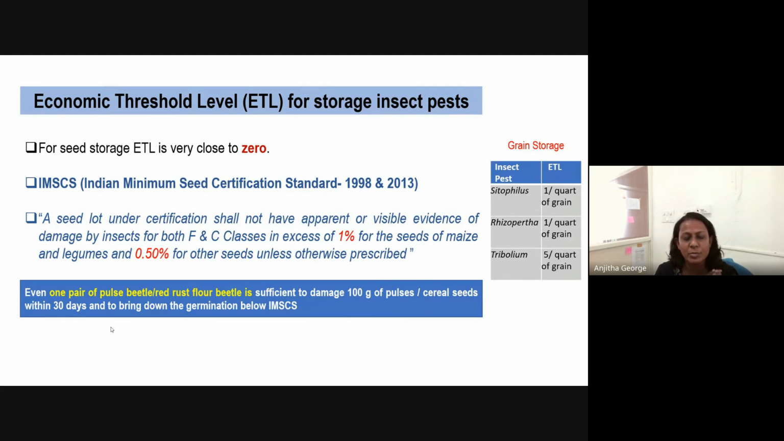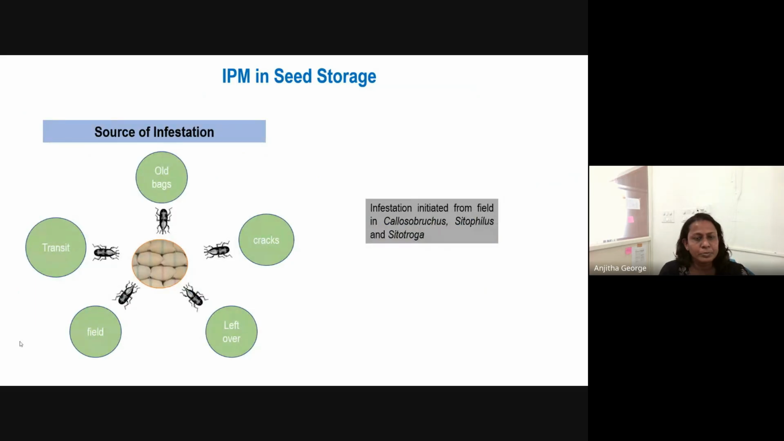So we have to use all kinds of means. It's not like completely depending upon either technical means or something, but we have to take care at each level, starting from the harvest stage, even before harvest also, and from all these different stages we have to take care so that the infestation levels by the storage insect pest will be minimum. So we have to first identify from where these insect pests are coming.